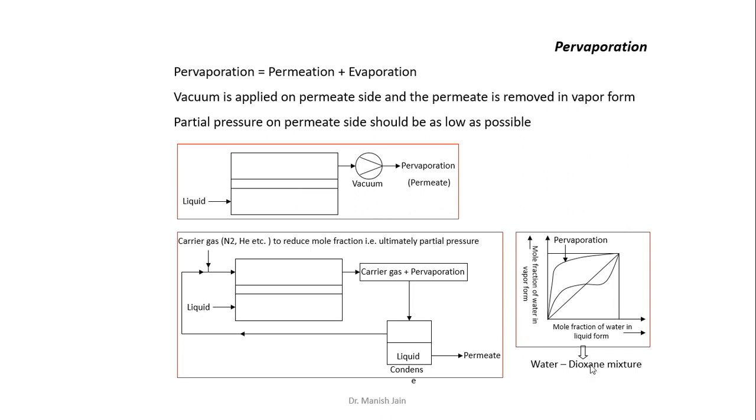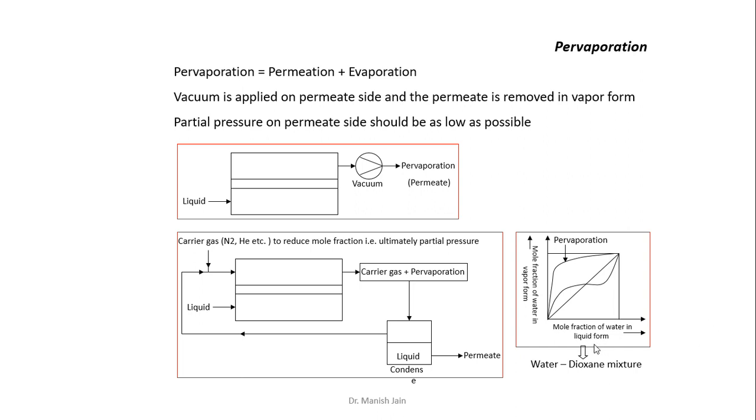So in this diagram it is also shown which type of mixture can be separated by the pervaporation process. Here you have the water dioxane mixture. If you check the vapor liquid equilibrium of the water dioxane mixture, it makes an azeotropic mixture. So what is an azeotropic mixture?